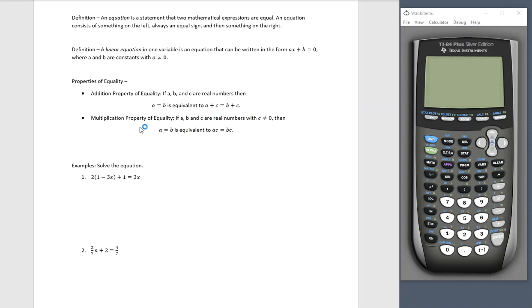So the multiplication property of equality: if a, b, and c are real numbers with c not equal to 0, then a equals b is equivalent to ac equals bc. So we could multiply a non-zero number on both sides of an equation and it remains true.